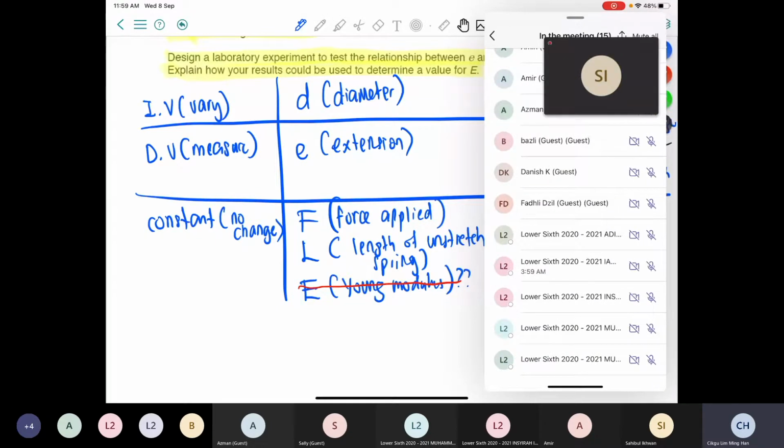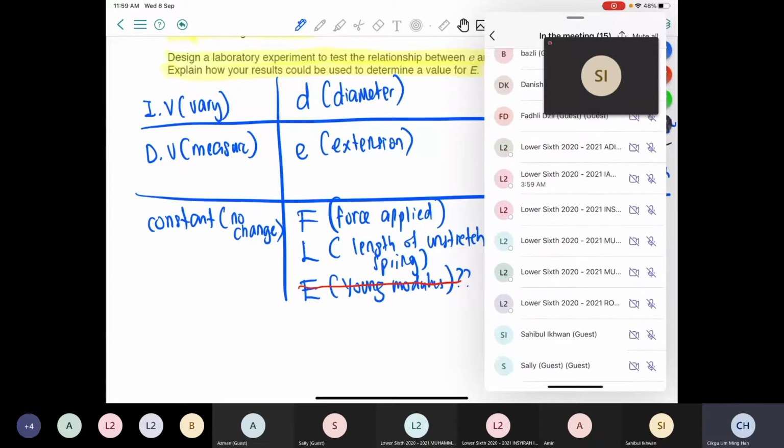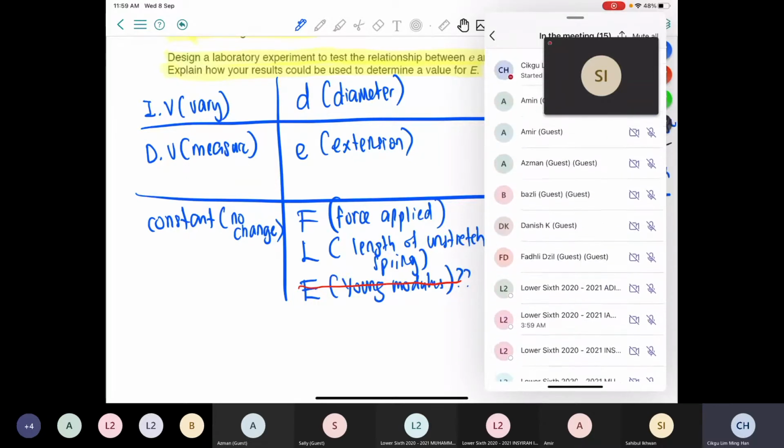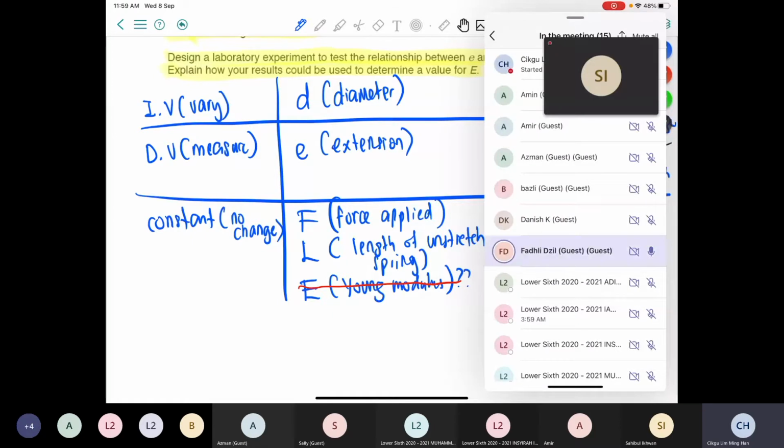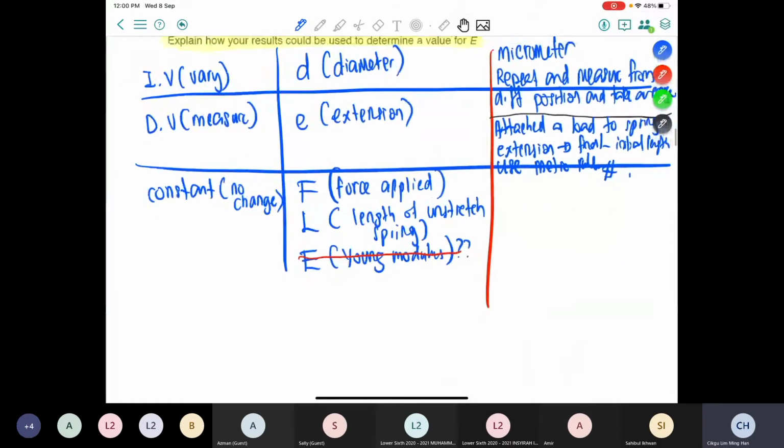Fadli, are you there? What do you do to find the length of the spring, and also the force? Can you find the force? If you use a force gauge, is that possible? Force gauge. But the force comes from the mass, right? You hang it from the wire. The force comes from the mass, right? So how do you get the value of the force from the mass?